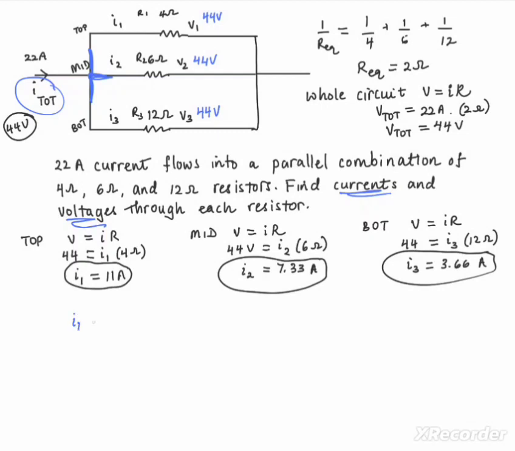So I1 plus I2 plus I3 is 11 plus 7.33 plus 3.66, and that is about 22 amps. And this is our I total that we started out with. So this is a way to double check your numbers.